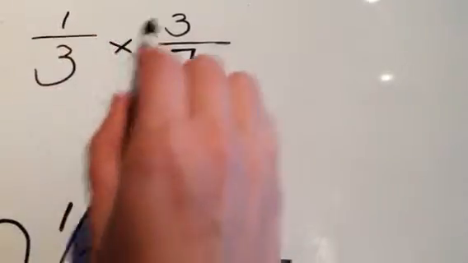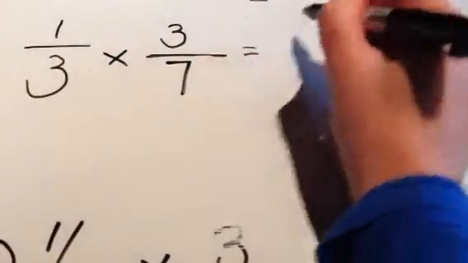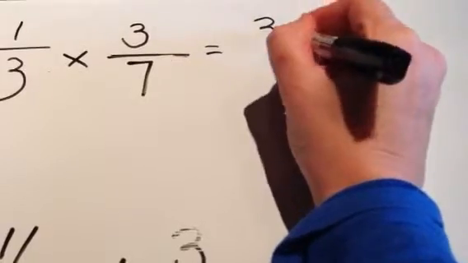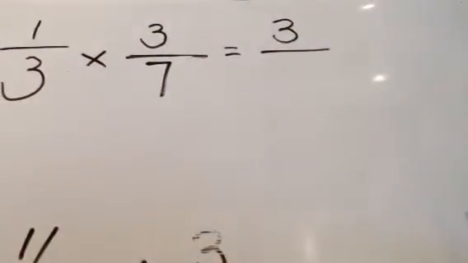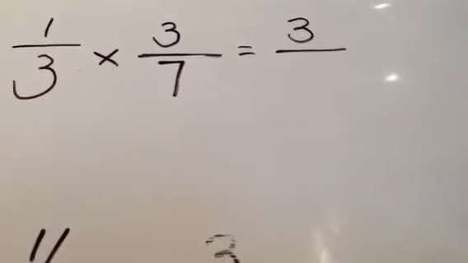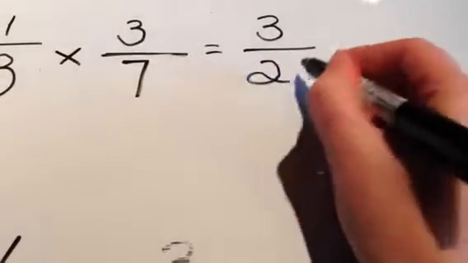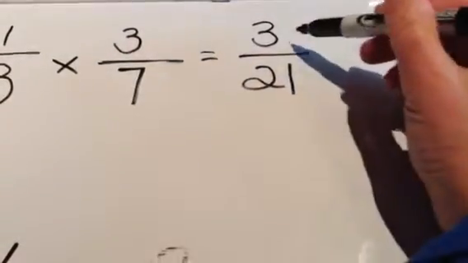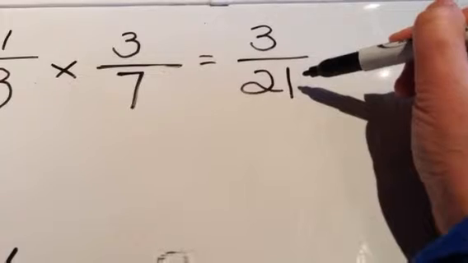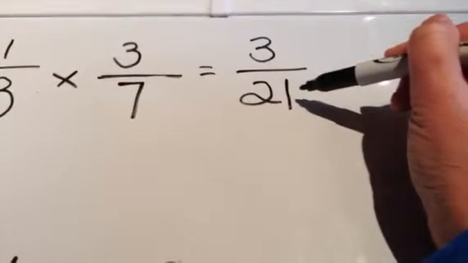We're going to multiply the numerators. 1 times 3 is 3. And then we're going to multiply the denominators together. And 3 times 7 is 21. This is a proper fraction, so we don't have to change it that way.